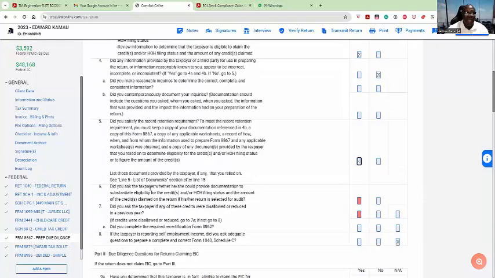Number 6, did you ask the taxpayer whether he or she could provide documentation to substantiate eligibility for the credit and head of household filing status and the amount of the credit claimed on the return if his or her return is selected for audit? Yes, you must ask them. Okay. Did you ask the taxpayer if any of these credits were disallowed or reduced in a previous year? Sometimes if they claimed the wrong credit, it's disallowed. So did you? Yes.